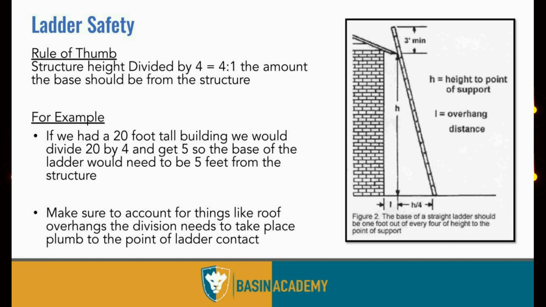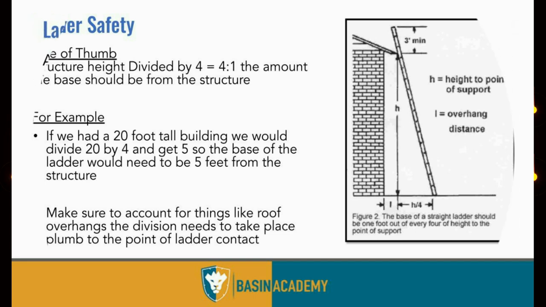For example, if you have a 20-foot tall building, we should divide 20 by 4 and get 5 feet, so the base of the ladder would need to be 5 feet away from the structure, or 5 feet away from the highest vertical point of the ladder, where the ladder makes contact with the wall. Make sure to account for things like roof overhangs. The division needs to take place plumb to the point of ladder contact, as I just said.